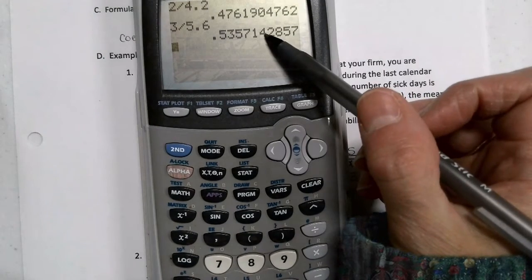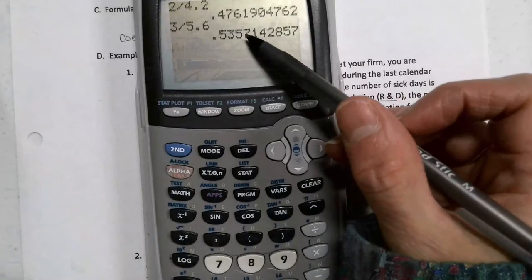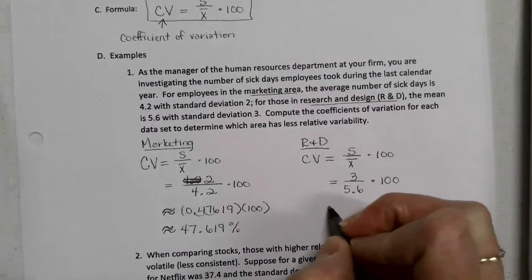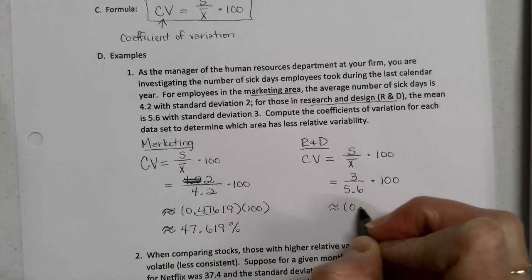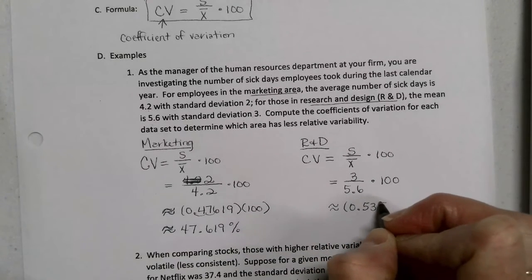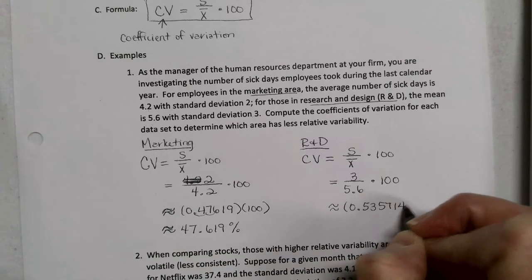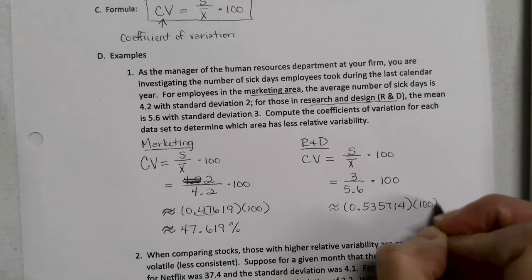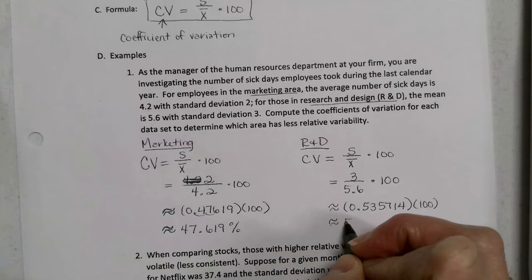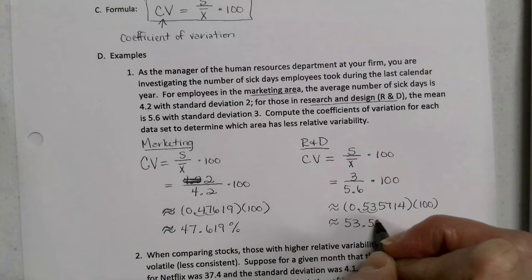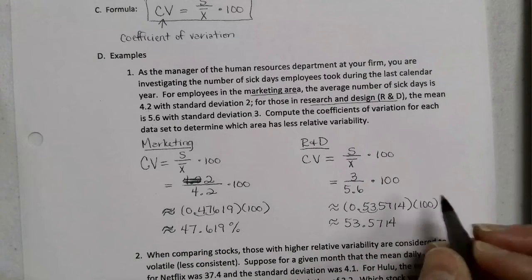0.535714. Again, I'll round it here, so I'm going to approximate at this point to 0.535714. I'm going to multiply that by 100. So I'm going to get approximately 53, because I'm going to slide it 2 to the right, 53.5714%.